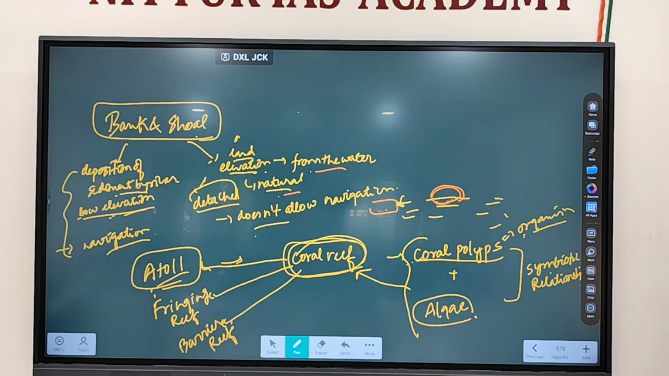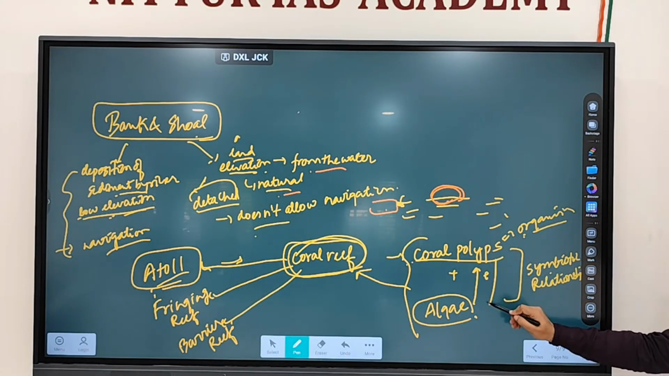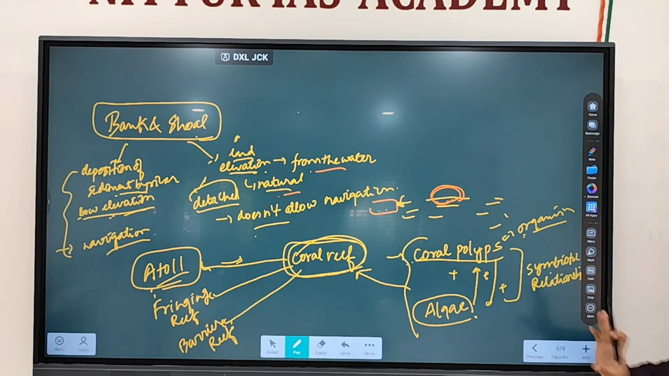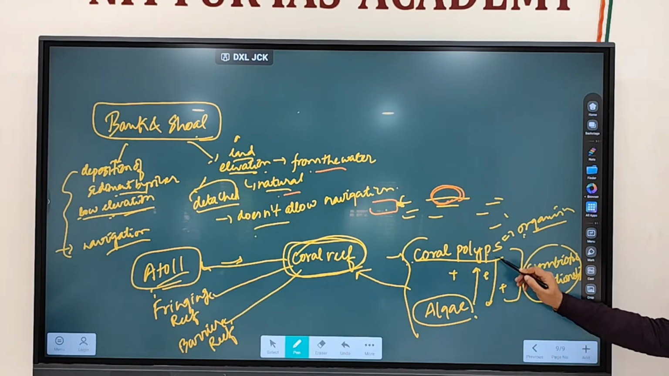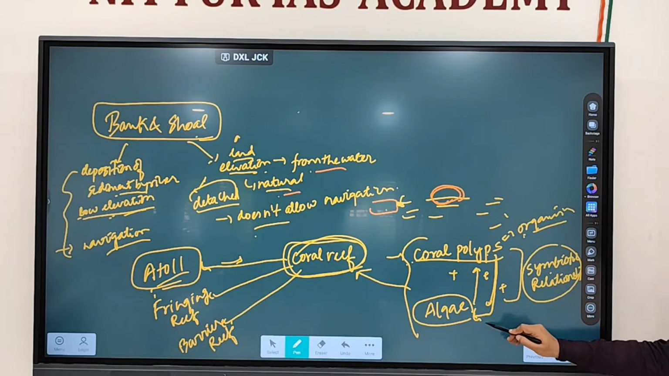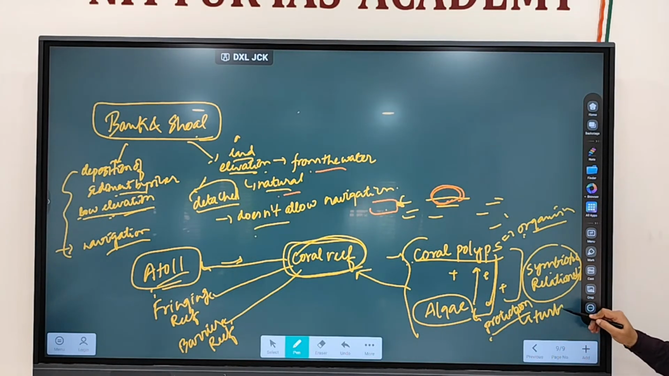What does symbiotic relationship mean? We discussed, yes, both are benefiting each other. When both organisms are benefiting each other, then it is called which type of relationship? Symbiotic relationship. So on one side, what benefit do the coral polyps provide? They provide protection to the algae from turbulence.